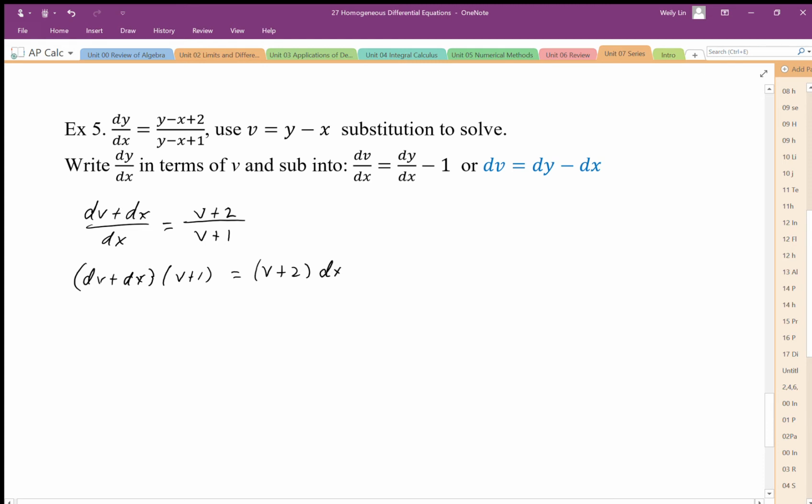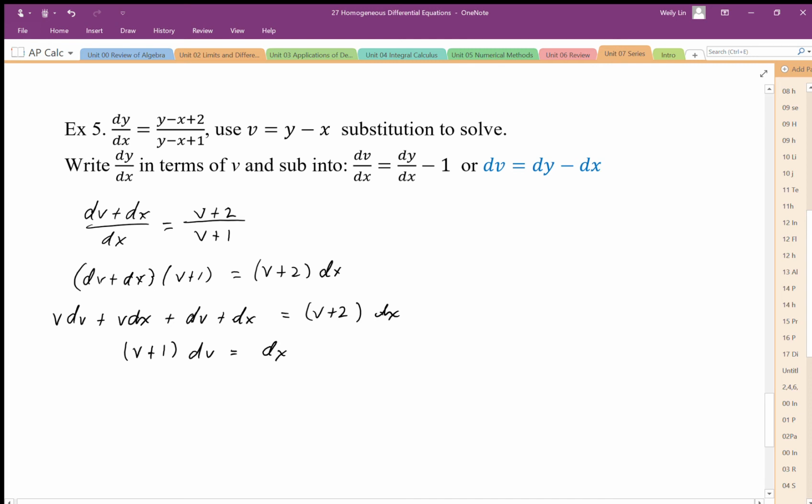Okay, so multiplying this out, I get v dv plus v dx plus, what's that going to be? dv plus dx. Okay, so then I'm just going to put all the dx terms on this side. So this is going to end up with v plus 1 dv on this side. On the other side, I have v plus 1, so the v's cancel out, and I'm just going to end up with 1 dx.